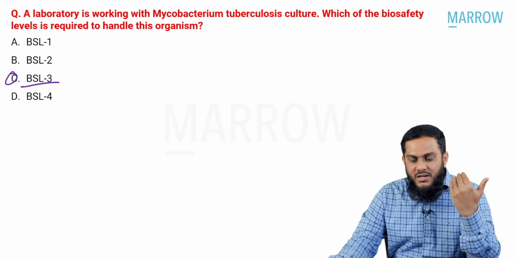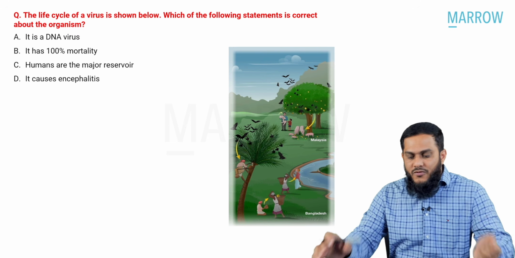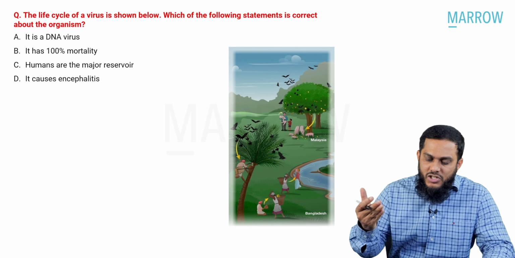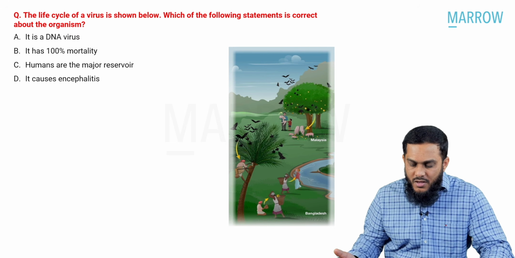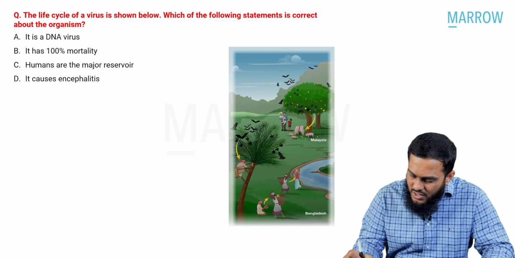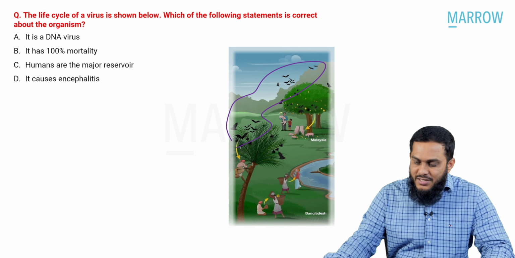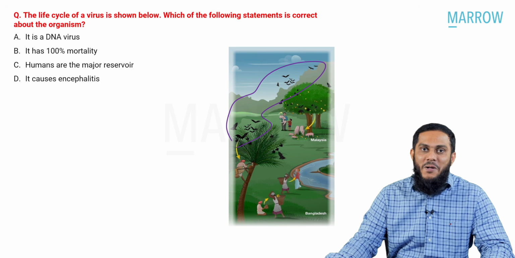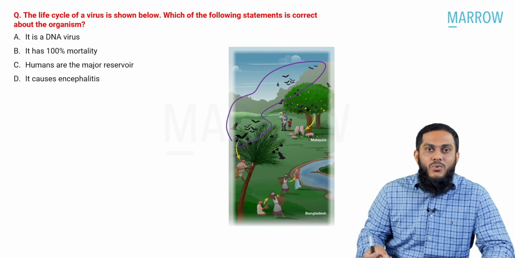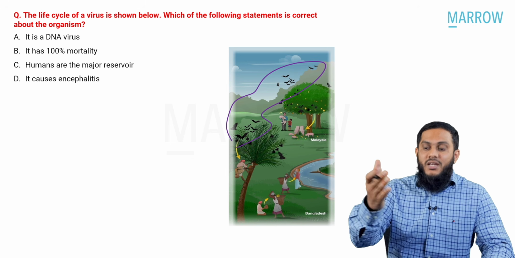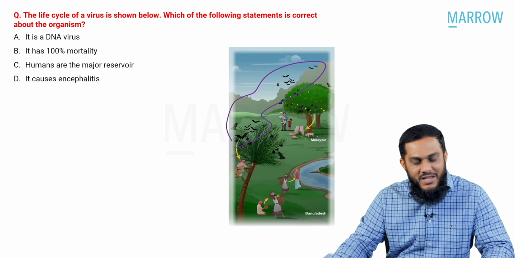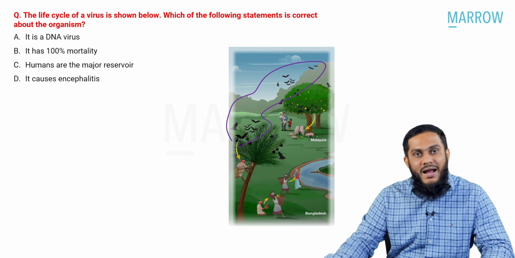Moving on to the viral infectious diseases. First, they have asked about the life cycle of a virus shown below. Which is the life cycle? In the life cycle, you can clearly see bats. When bats are there, we can say it is Nipah. Everybody could have identified that this is the life cycle of Nipah. Once you see the bat, that is enough.